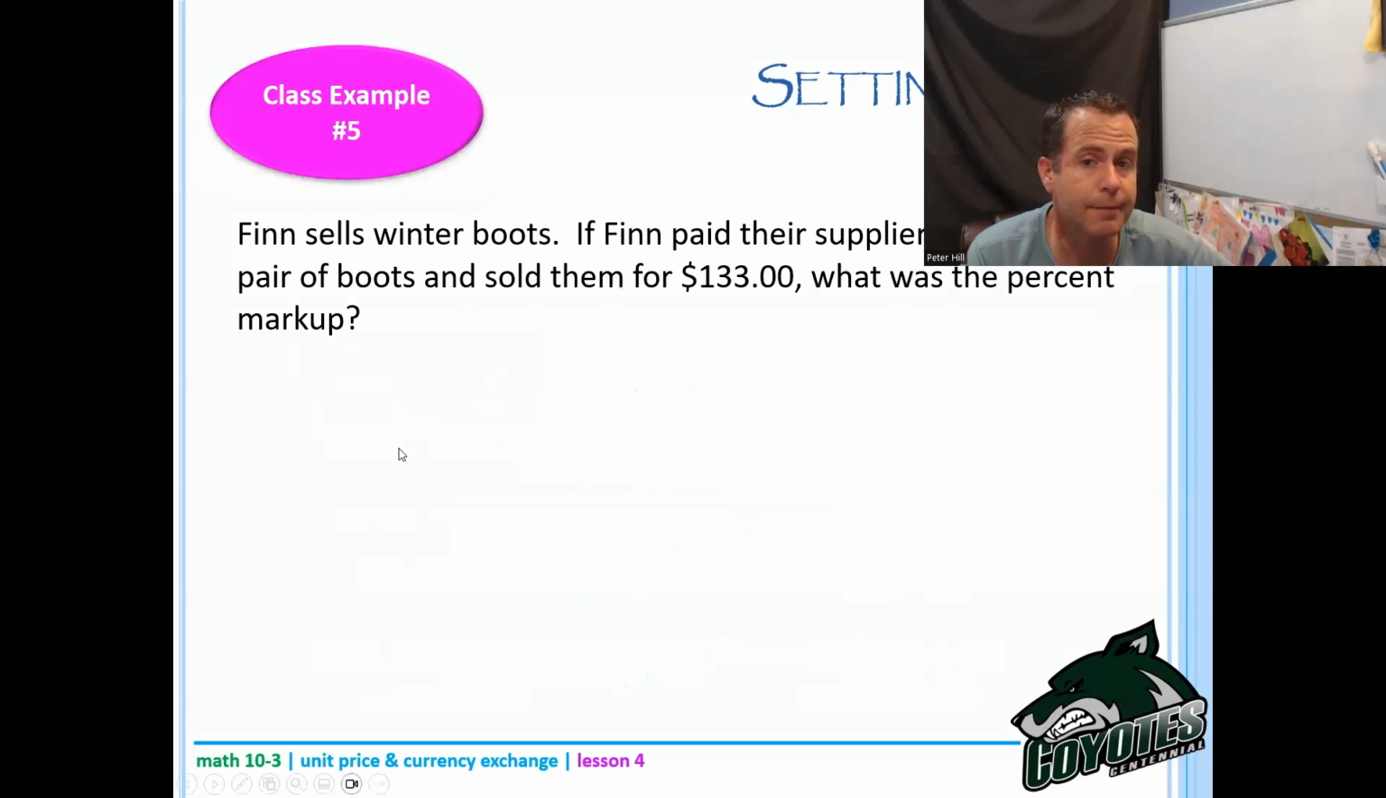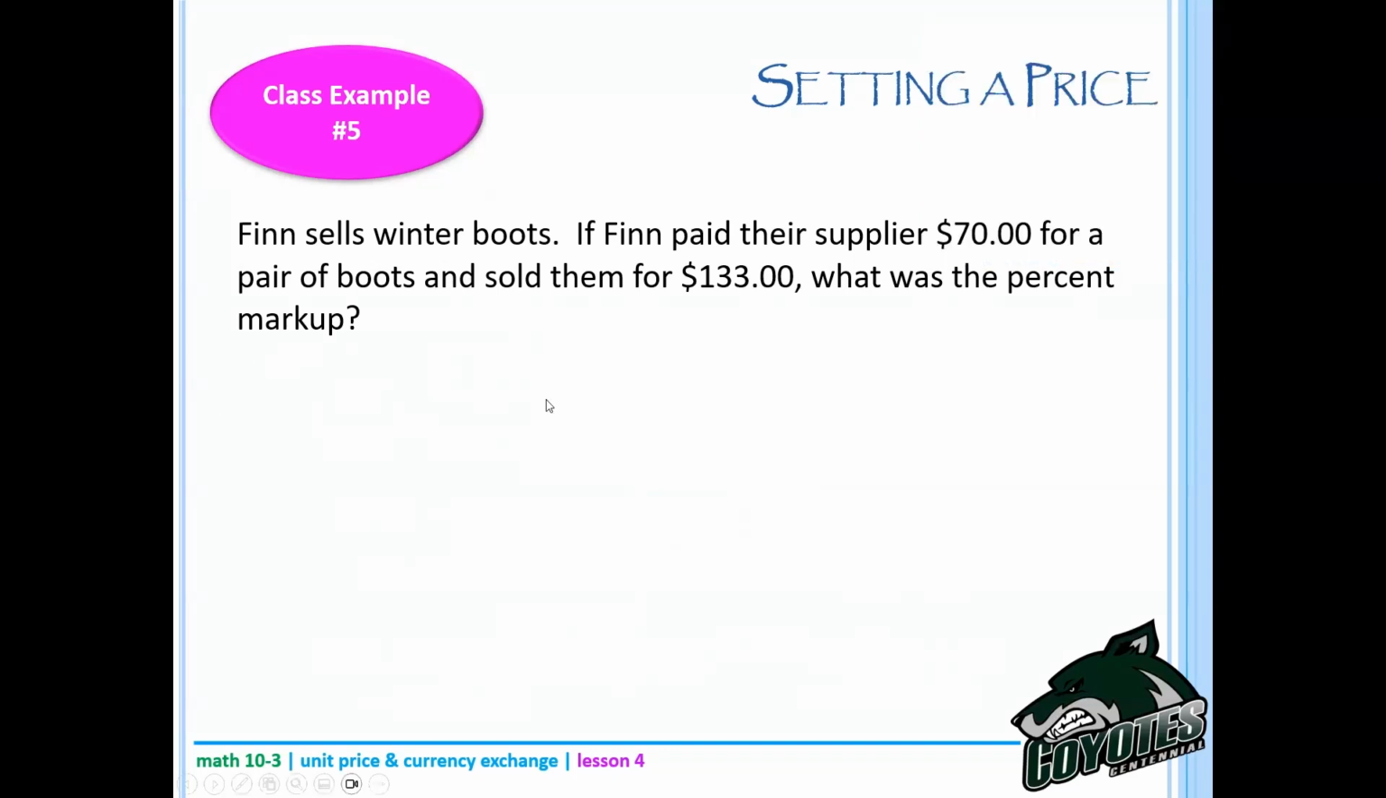Okay. So let's try an example together. Class example number 5. Finn sells winter boots. If Finn paid their supplier, wow, that was hard to say, if Finn paid their supplier $70 for a pair of boots, I'm going to hide myself for just a second so you can see the question, and then they sold them for $133. What was the percent markup?